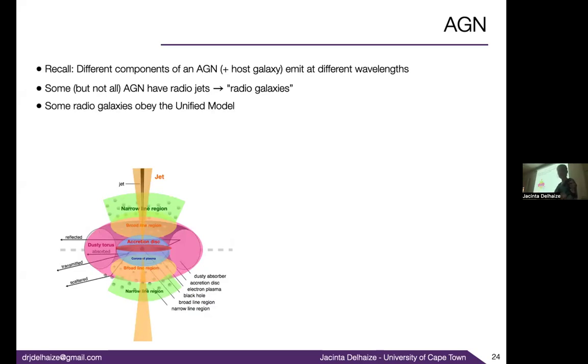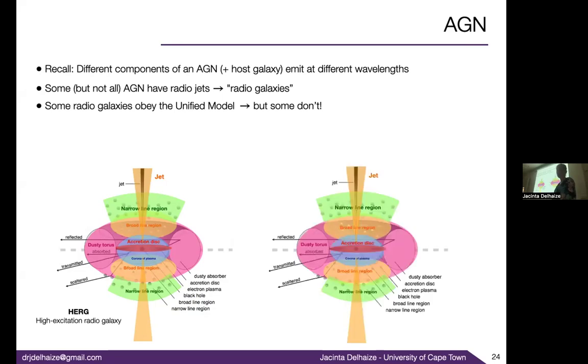Now, some radio galaxies obey the unified model, as we see here. So they've got several of these components, an accretion disk and a jet. And those we call HERGs, high excitation radio galaxies. But some radio galaxies don't obey the unified model, okay? Because they don't have an accretion disk. So if you have no accretion disk, you have no high energy photons to ionize and do inverse Compton scattering in the plasma, so you have no X-rays. You have no UV photons to be absorbed by the dust to be re-emitted as infrared.